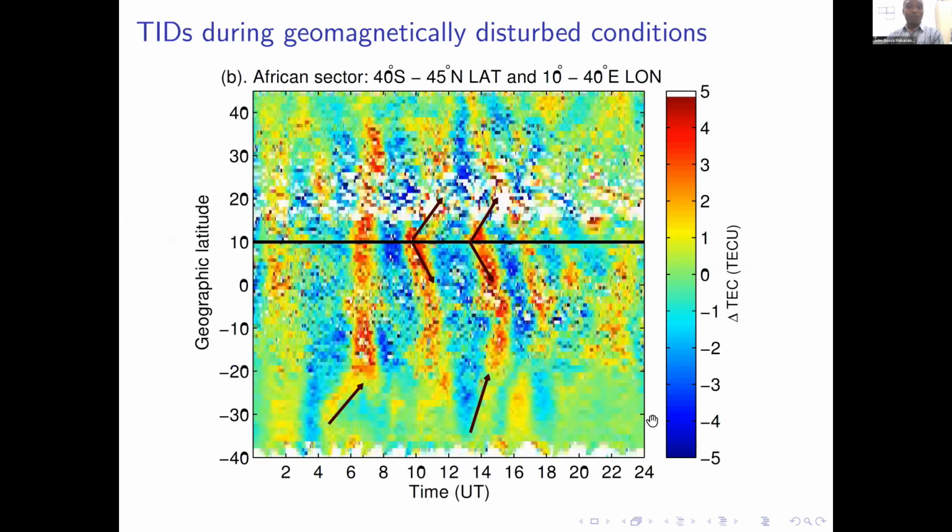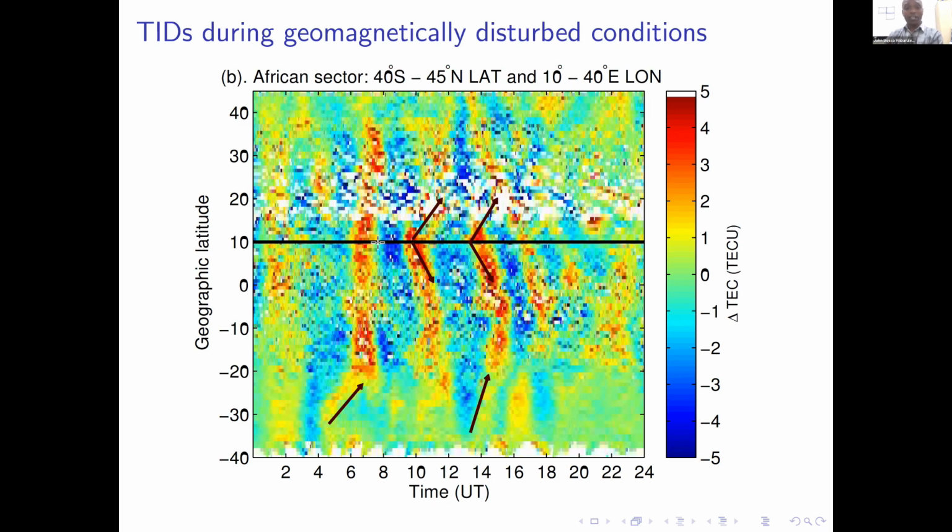So this is a typical example of what I'm going to show. This is over the African region, as you can see. On the x-axis is time, on the y-axis is geographic latitude. And this thick horizontal black line is the approximate geomagnetic equator. You'll see that from around 40 degrees south, there are some black arrows pointing from south to north. Those are the equatorward propagating waves, or TIDs.